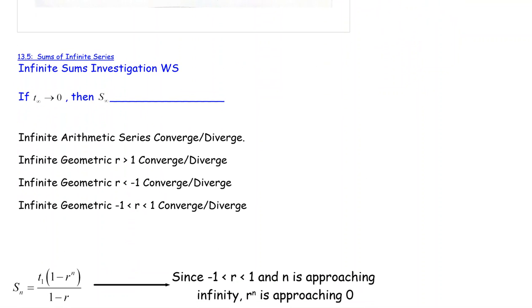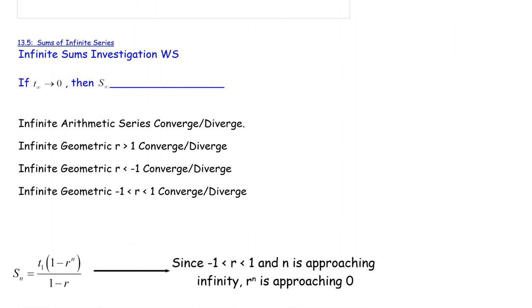Okay, so let's try, I don't know if there's any space, you might just write this down somewhere else, but we're going to quickly summarize. So here's the thing that you're supposed to look for: what the terms do. So if the terms approach 0, then S sub infinity exists, and we'll talk about how to find it in just a second.